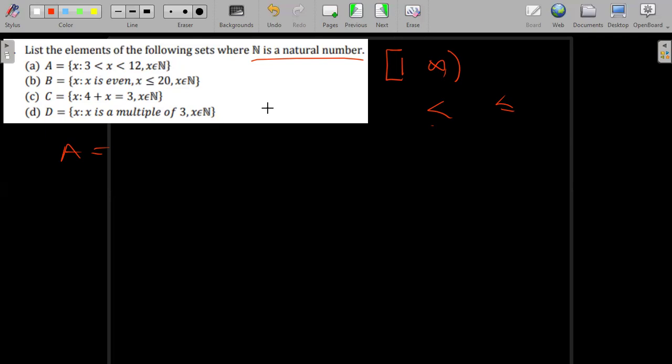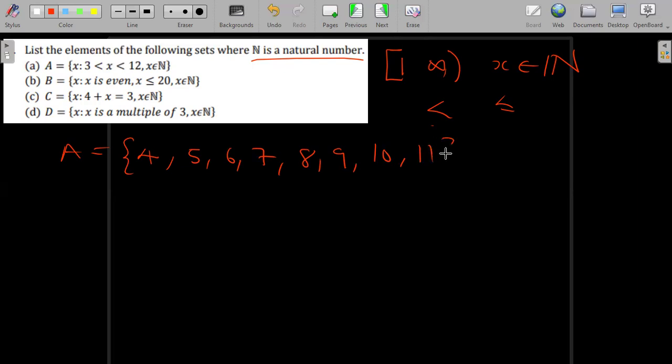Then they're telling me that x is a member of natural numbers. Make sure when you're listing, it's a member of natural numbers. This listing form is called roster form or tabular form. So my numbers will not start from 3. It's going to start from 4, then 5, 6, 7, 8, 9, 10, then 11, since 12 is not part of that set because of the sign given there. This is how you list down the first one.